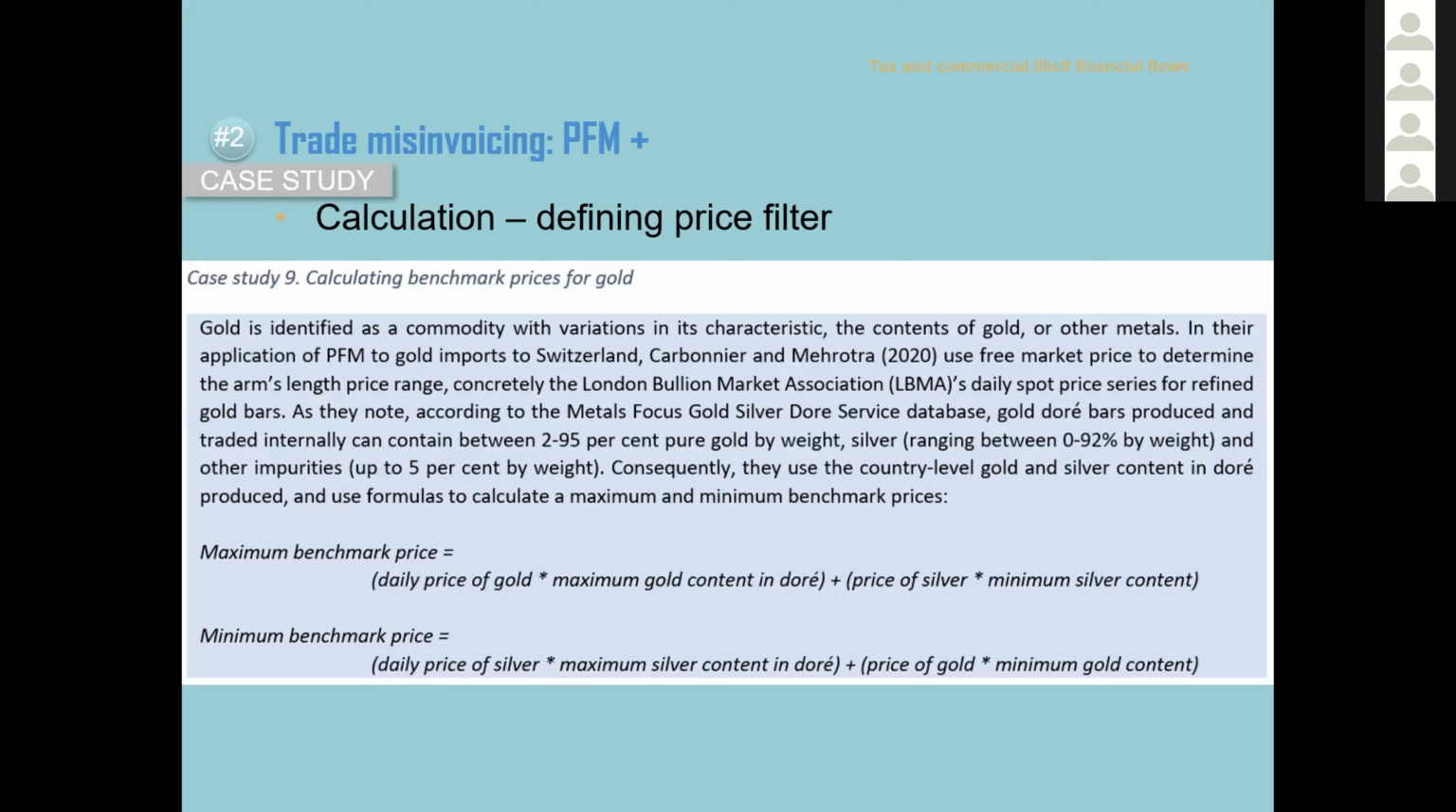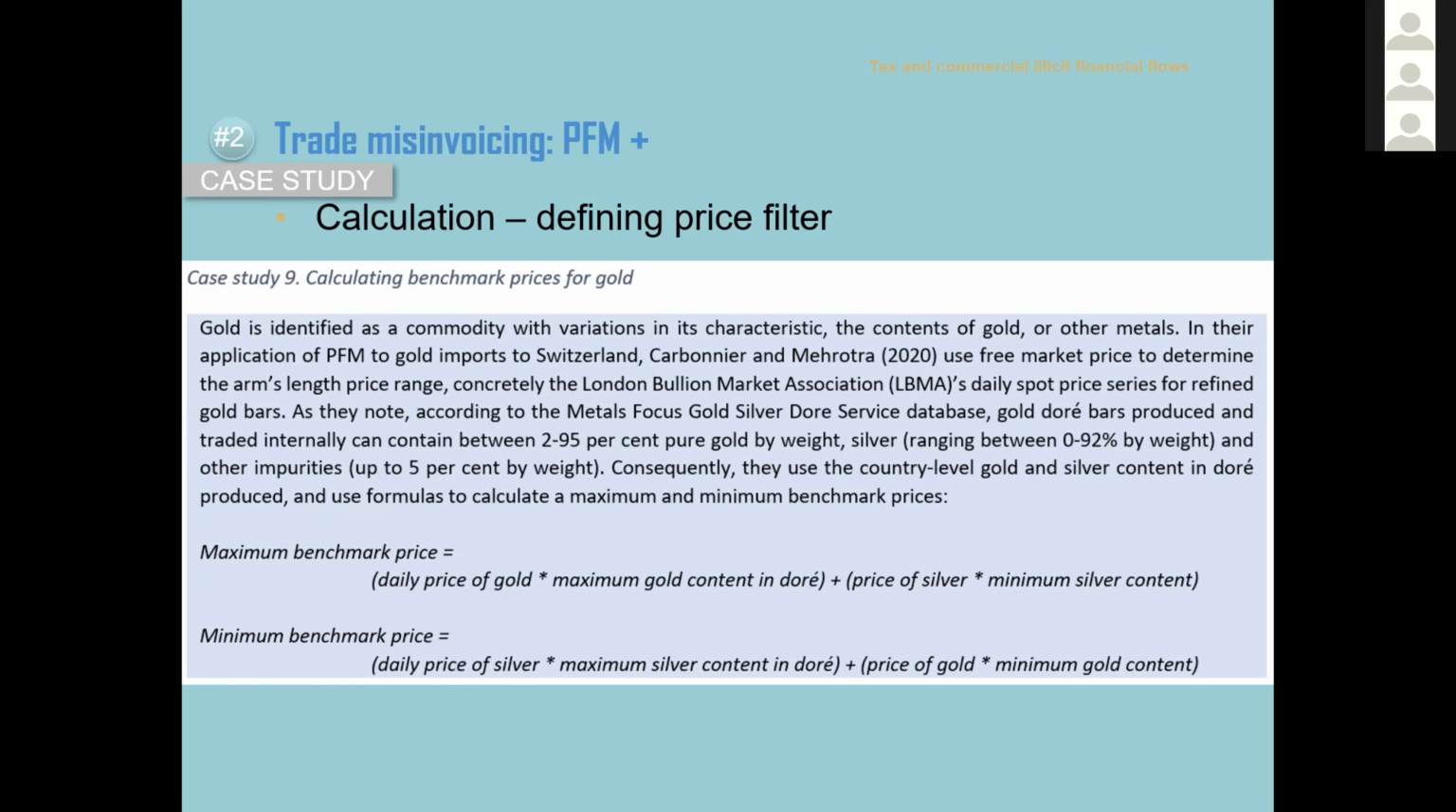As a very brief example, we're not going to go too much into it, but this is a case of how the price for gold has been determined, as a benchmark price. It was noted, of course, that using various sources, the gold doré bars have different contents of gold. So even though they would be classified into a single HS digit, they would differ depending on how much gold they actually have. And they could have, we can see here, from 2 to 95% of pure gold. And of course, this will drive the prices significantly up and down.